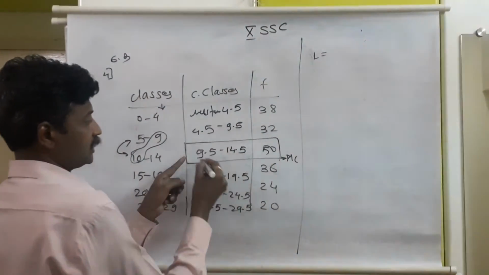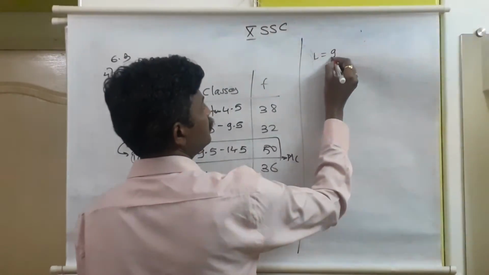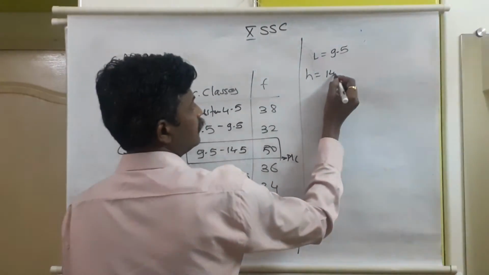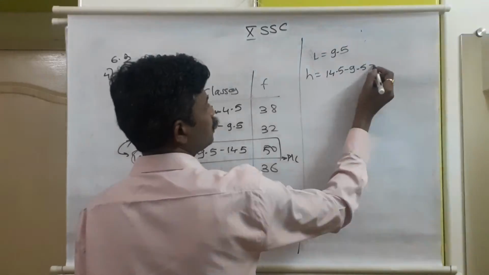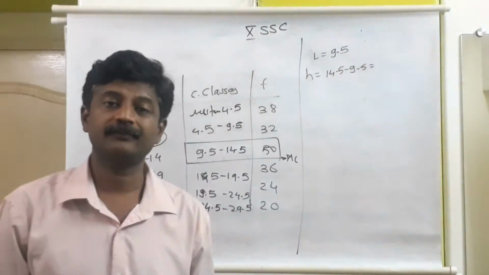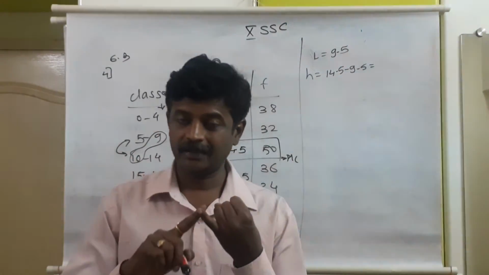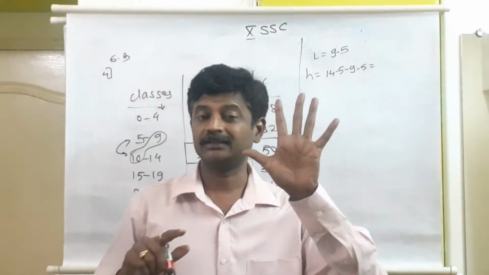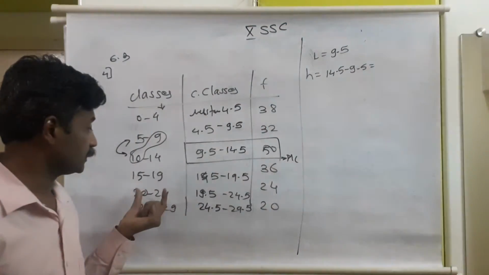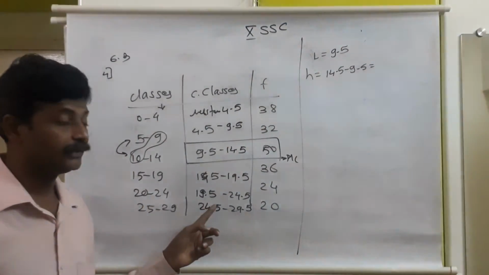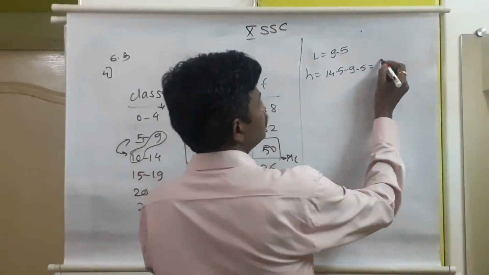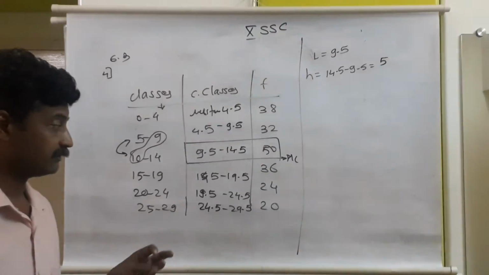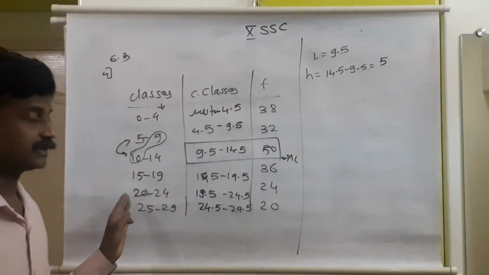The lower limit of the modal class in continuous form, L, will be 9.5. h is the difference between the upper and lower limit. 14.5 minus 9.5 gives us the difference 5. After 9.5 come 10.5, 11.5, 12.5, 13.5, 14.5. The difference is 5. Here the difference was 4, and in continuous form the difference is 5. This is the main part. Why should the classes be continuous? Because the value of h will change if the classes are discontinuous.